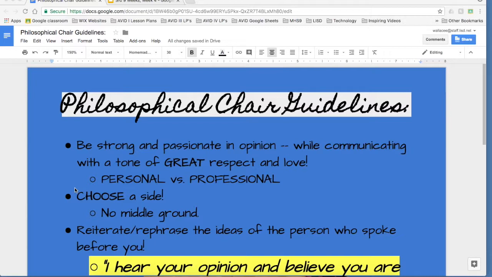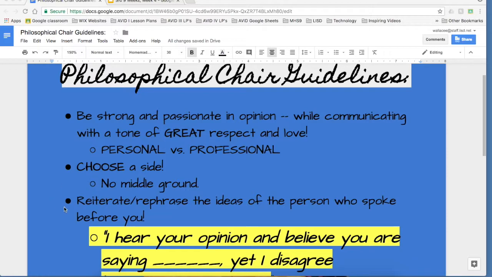We want to not take things personally, but to have a professional tone of respect for one another and an understanding that just because you disagree with my opinion doesn't mean that it's a personal attack on me. That's just a difference of opinion. They must choose a side. There can be no middle ground. You are on one side or the other.